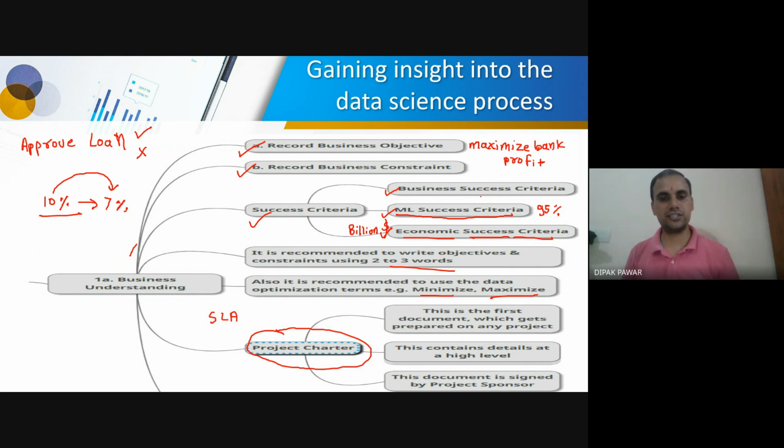So we discussed all this part in the last lecture. We should have a business objective, we should have business constraints. Based on that, we are going to generate the project charter, which is the first document available for any project.